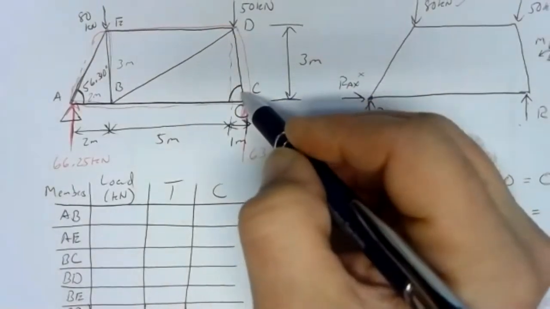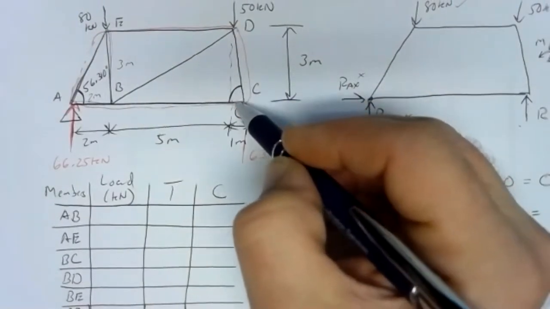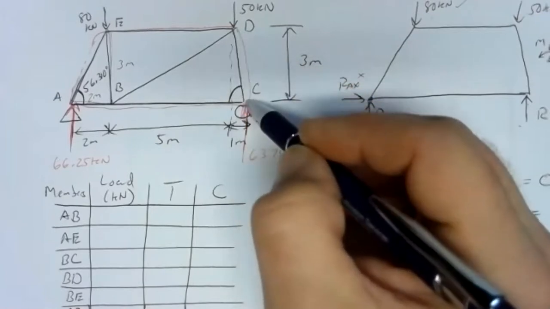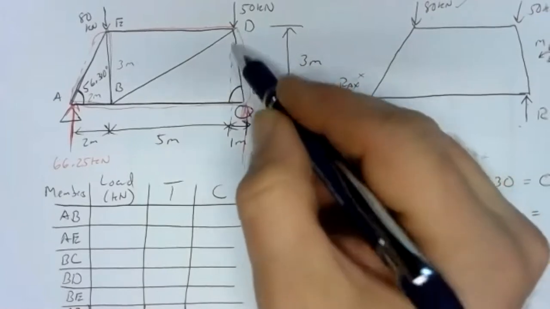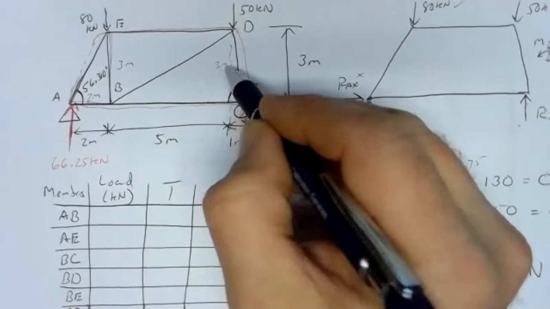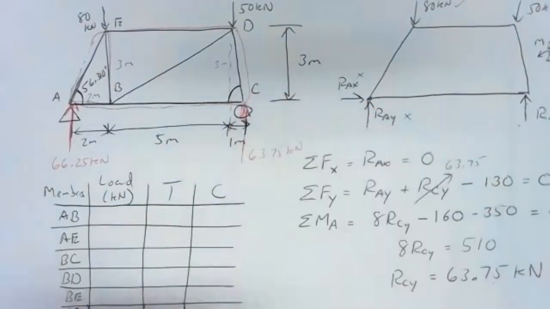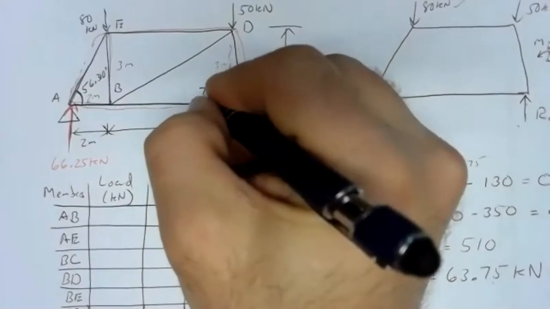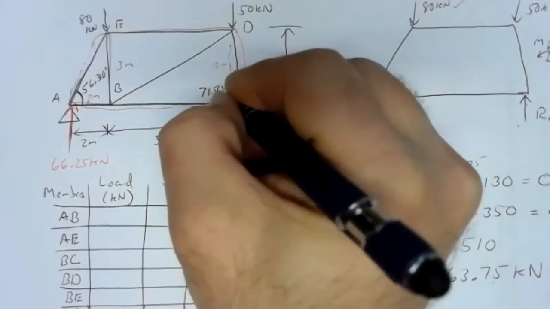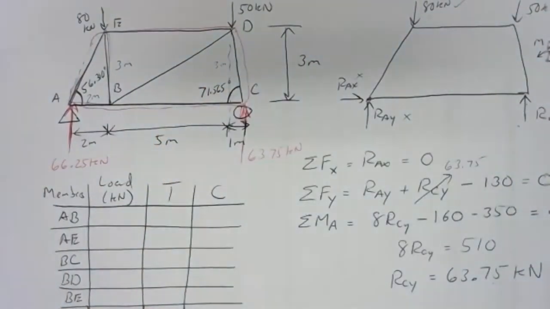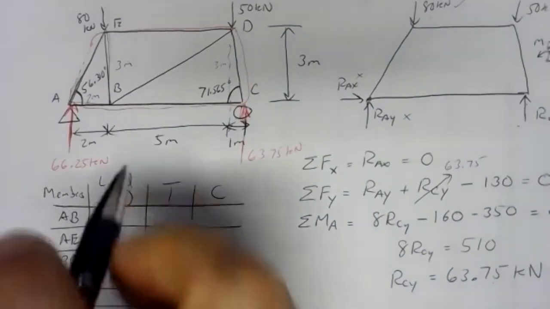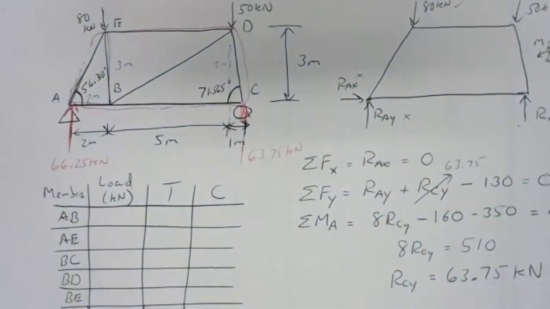Over here at C, you got to be careful. That angle is inside this really tall, skinny triangle. That's 1 meter on the base and 3 meters up. So you got 3 meters over 1 meter. That's the inverse tangent of 3/1. And the inverse tangent of 3/1 is 71.565 degrees. And we'll get the angles elsewhere as we need them.